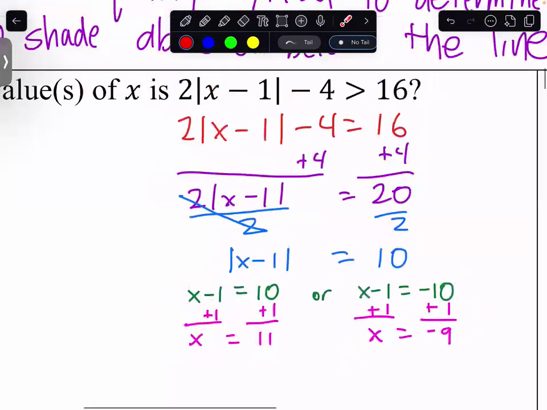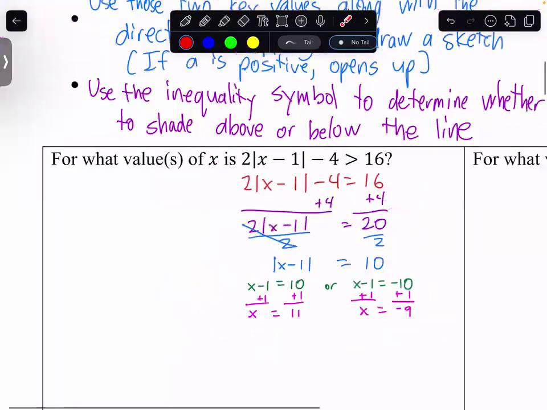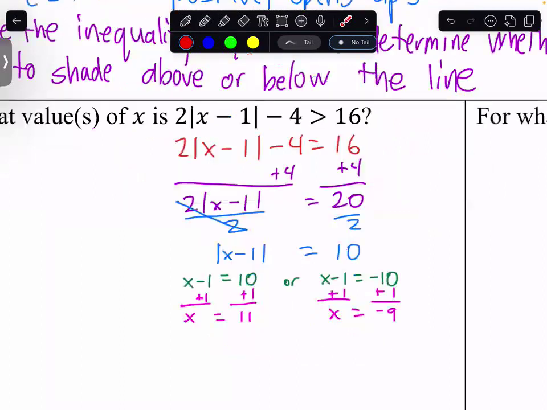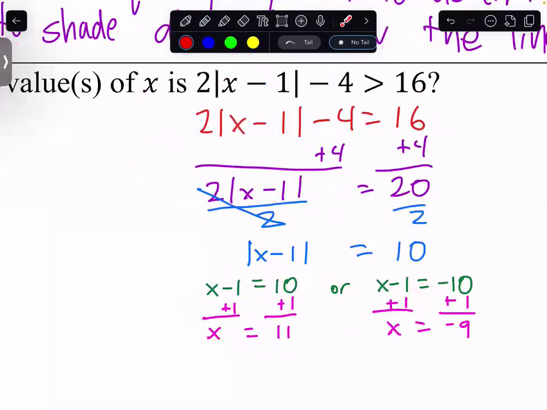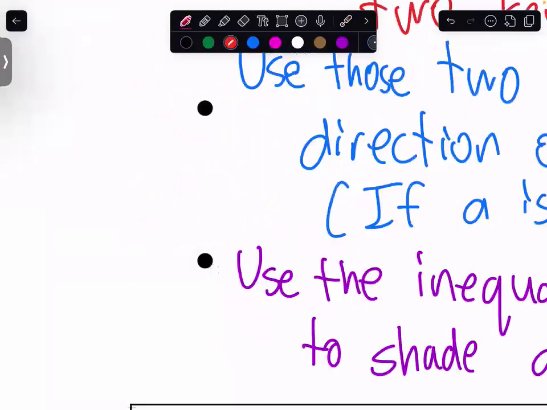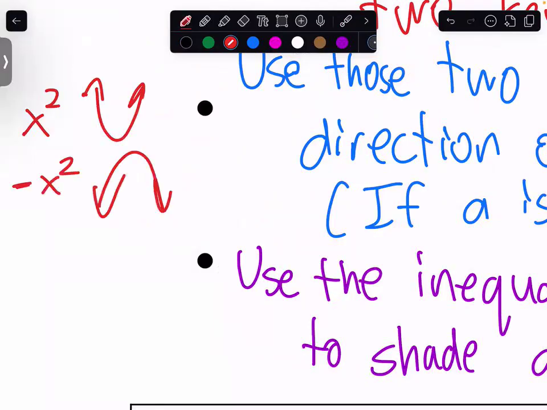But because the original problem was an inequality and not an equal sign, we have two more short steps to do. If we reread the second step, we're going to use those two key values, 11 and negative 9, along with the direction of opening. So we need to know what direction this graph opens. That is the A value. We learned last unit that x squared looks like this, but negative x squared looks like this. Whether that first number is positive or negative flips it upside down. It's the exact same for quadratics.